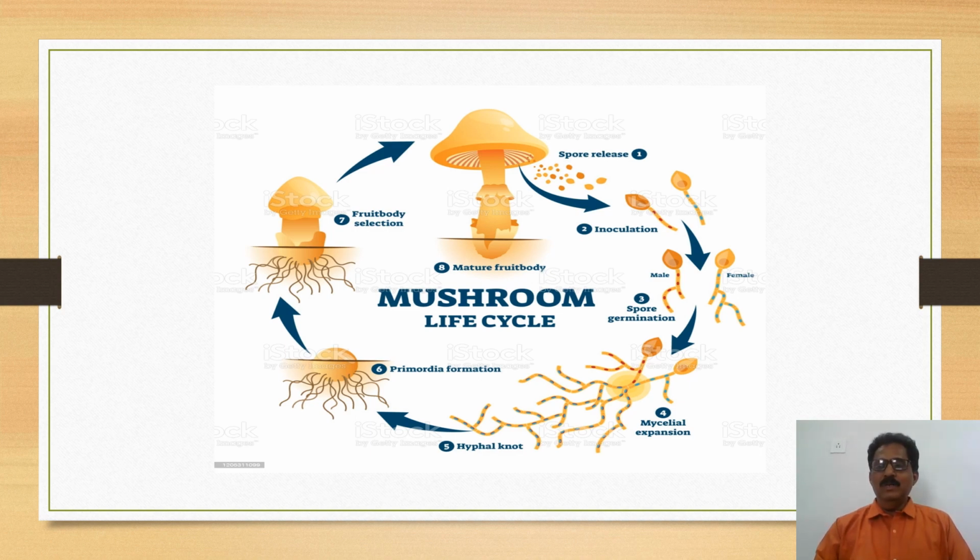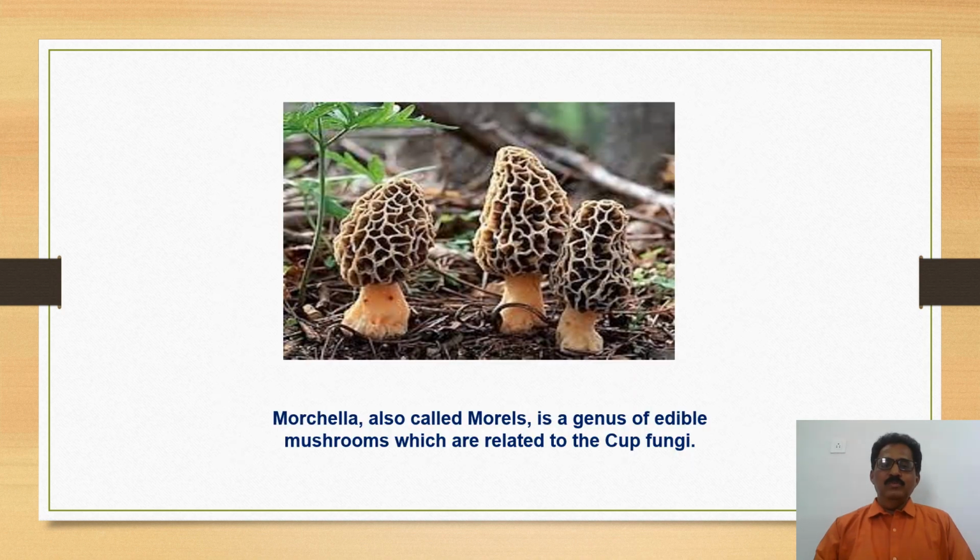In the case of mushrooms, Morchella is a common mushroom found in the Melghat forest of Amravati district. These mushrooms are highly delicious, and they belong to the group of fungi called Ascomycota. This Morchella, which is an edible mushroom, is also called the cup fungus, and it particularly grows in the vicinity of some higher plants. This mushroom Morchella cannot be cultured artificially on a large scale.